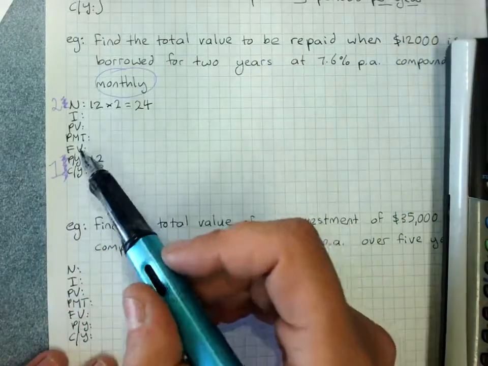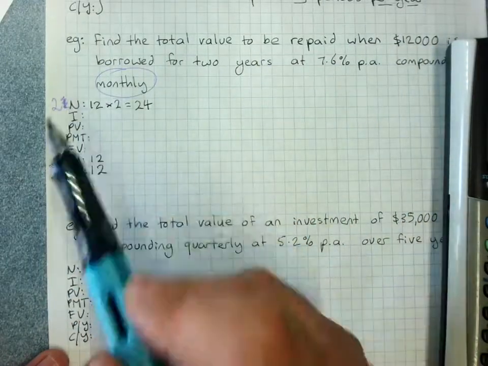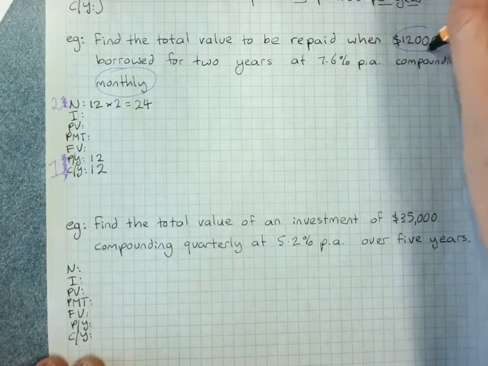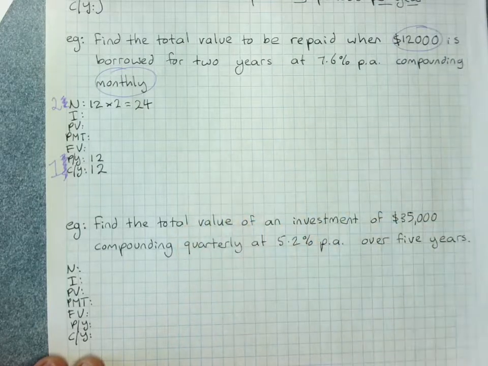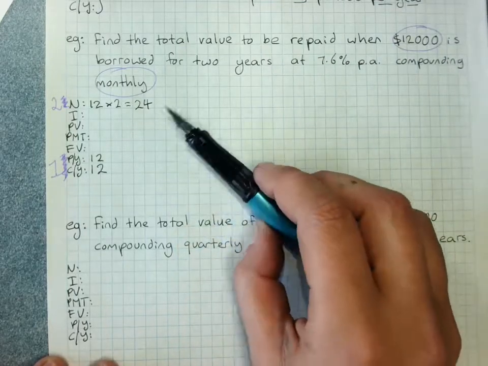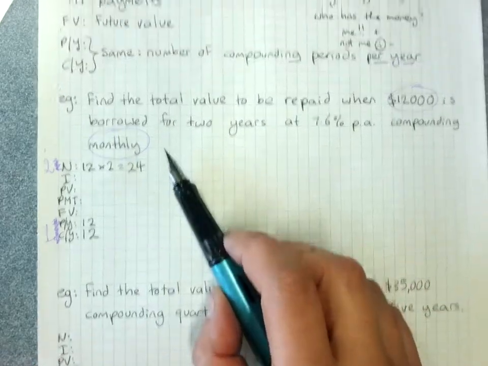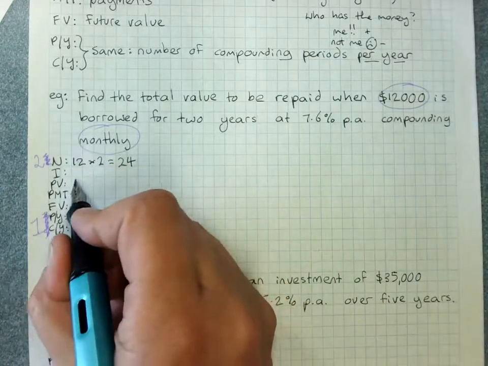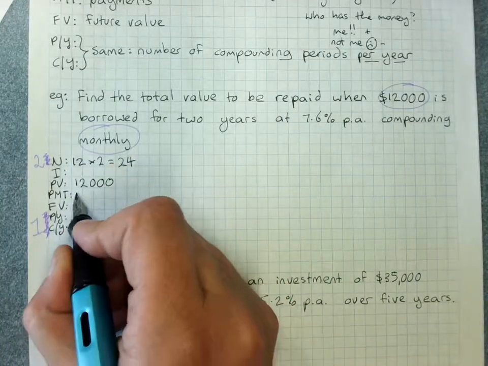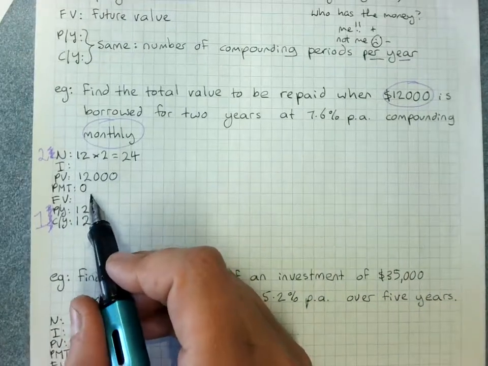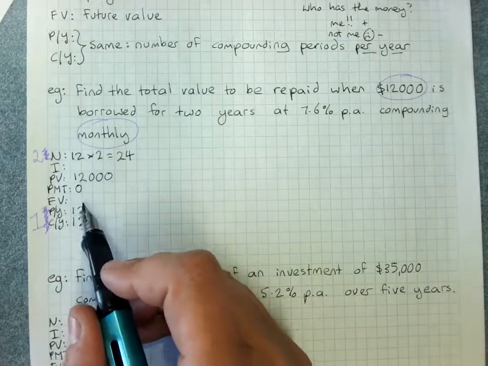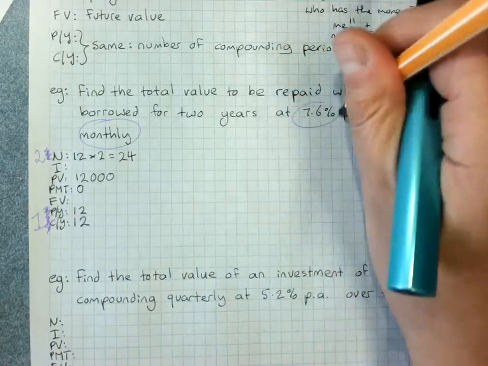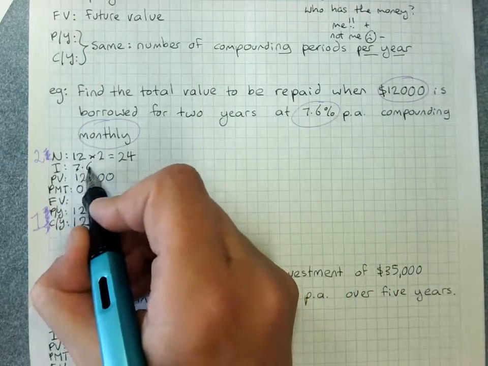So I strongly recommend putting PY, CY and N in first. Then we put in everything else we can get. So 12,000 is my principal, and I have to ask, is it negative or positive? I'm borrowing the money. I get the use of the money. It's positive. 0 for payments, because we're not making any extra payments as we go through the loan. Interest rate, 7.6% per annum. Just put 7.6.